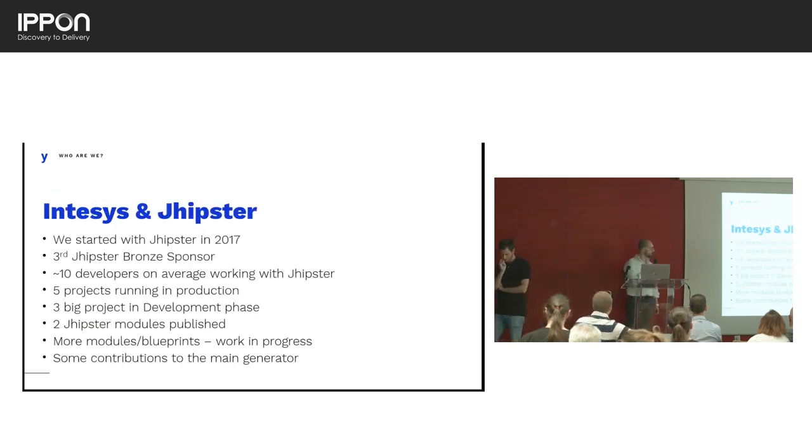We started with JHipster in 2017. With Intesys, we are the third JHipster bronze sponsor. We have almost 10 developers on average working with JHipster nowadays. We have already done 5 projects running in production, and we have 3 big projects in the development phase. One of these is a non-banking application for one big European bank.